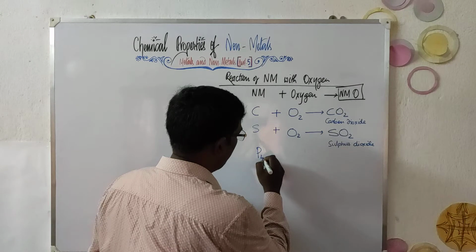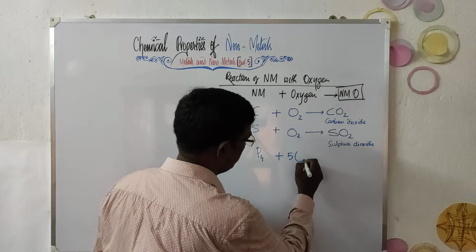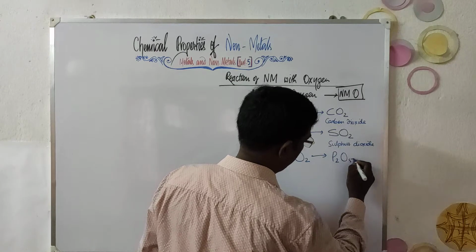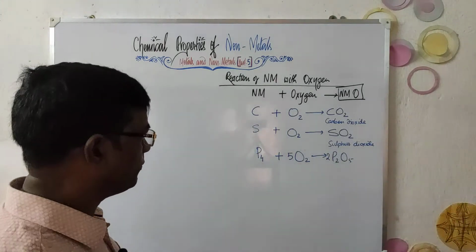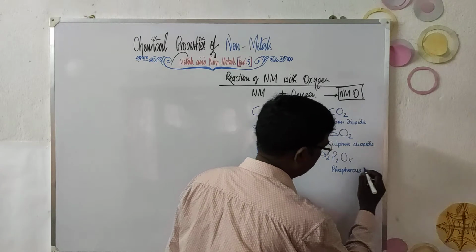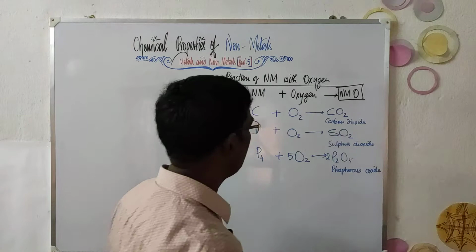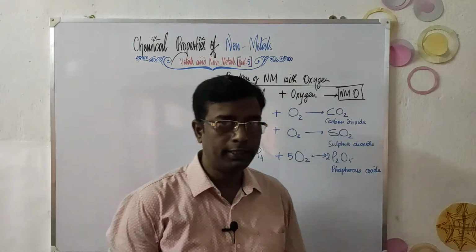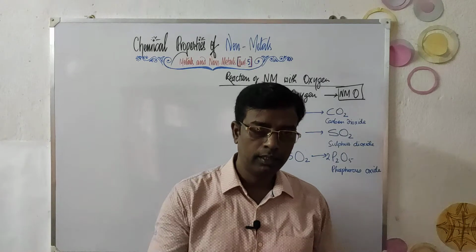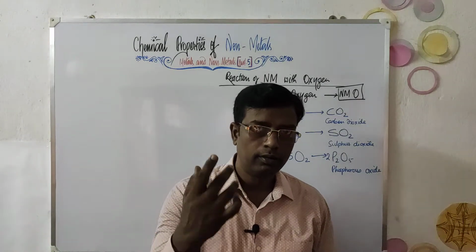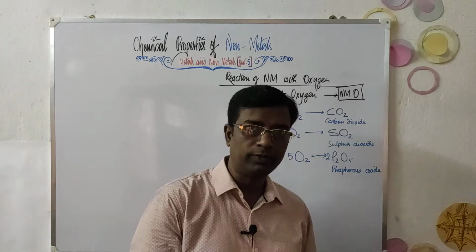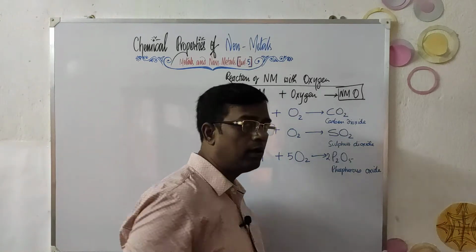Now there is P4 plus 5O2. Phosphorus combines with oxygen to give you 2P2O5, phosphorus pentoxide, or we can say phosphorus oxide. All of these are acidic in nature. That is, when you put a sample of these oxides dissolved in water into litmus solution, the color of the litmus will change from blue to red, indicating they are all acidic in nature.